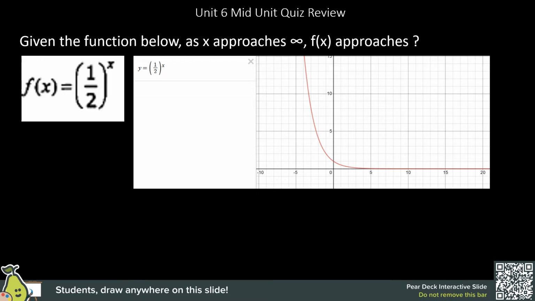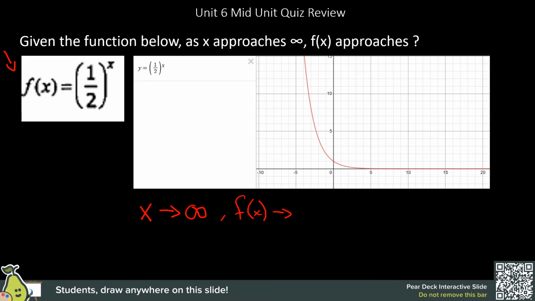So what you'll see here, the given question says, given the function below, as x approaches infinity, f(x) approaches what? So typically what will happen is you'll be given the function here on the left. And what I did here is I provided a snippet of a graph of what this looks like on Desmos. And so you'll see here that as x approaches infinity, where is my f(x) going? In other words, where is my y going?